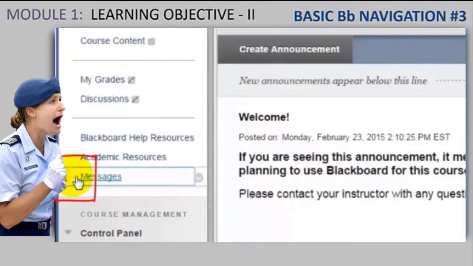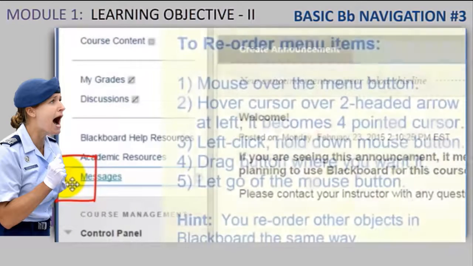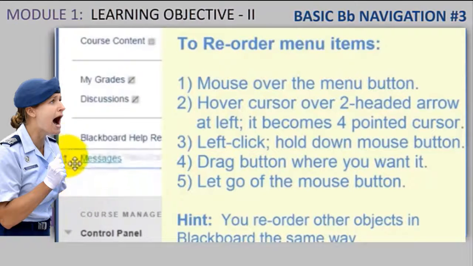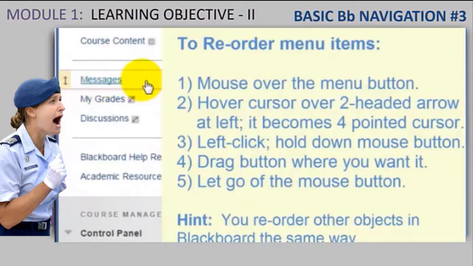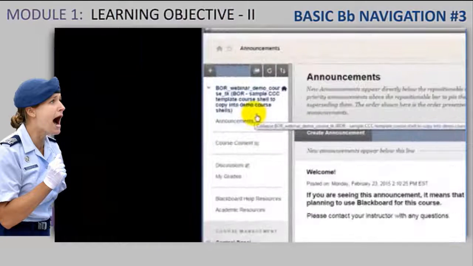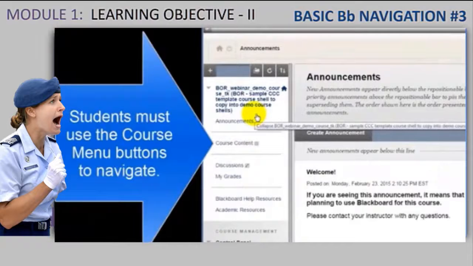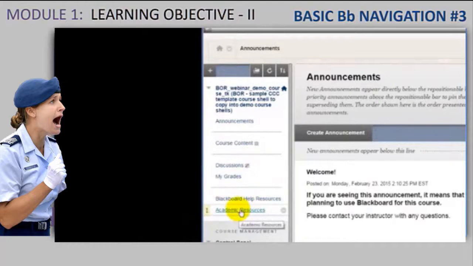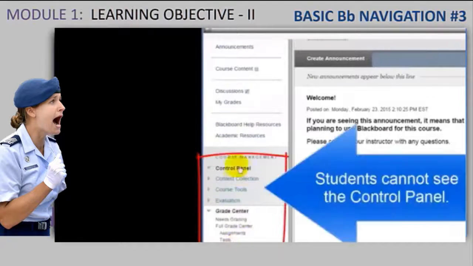To reorder a menu item, I just move my mouse right over this arrow, and it turns into a 4-pointed cursor. Now, I left-click, hold the button down, and then drag the button up. And now I've reordered my menu. It's crucial that you understand that students can only navigate to content or tools in your course using the buttons on the course menu. They cannot see or access anything from the control panel down below.